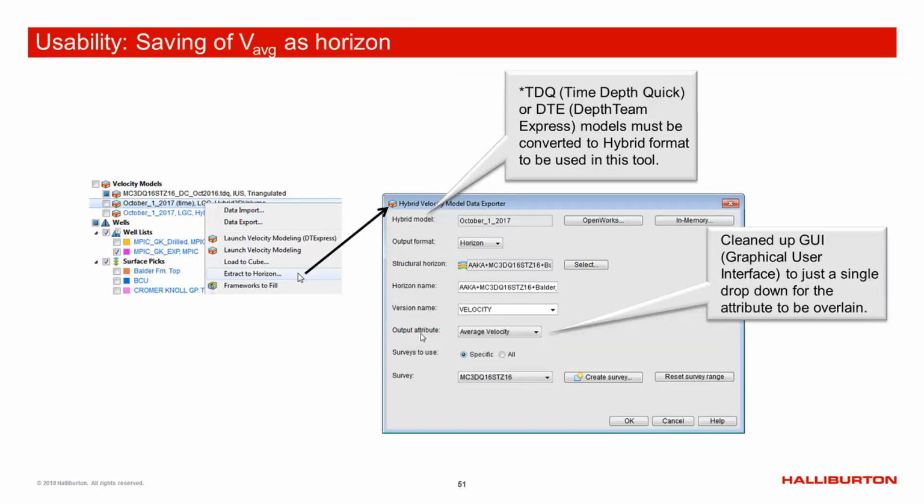If you don't like to just look at the average velocities dynamically, you can actually now mouse button 3-click on the velocity model and export, or extract to a horizon, and you can output a static horizon for the velocity view, and then you could look at that in a map view, or send that off to different partners that you're working with.